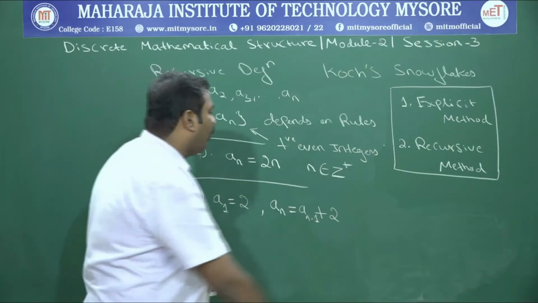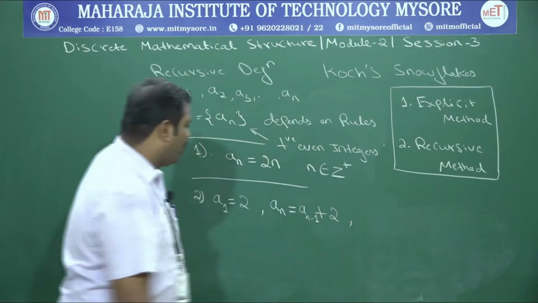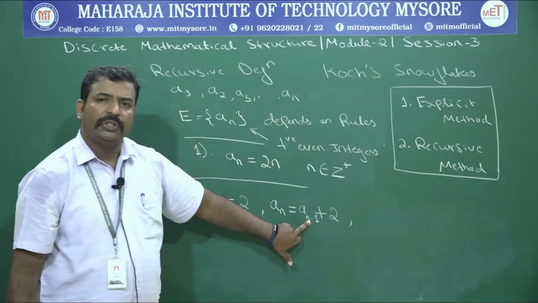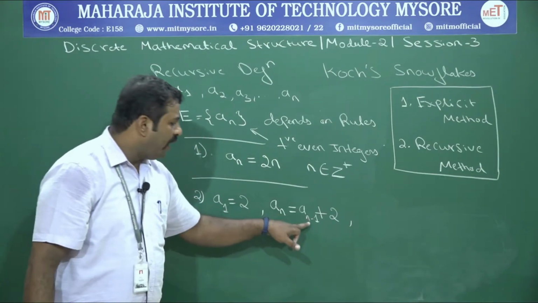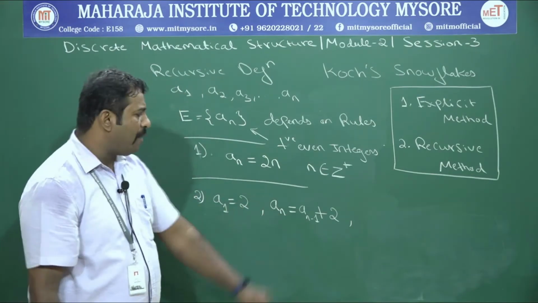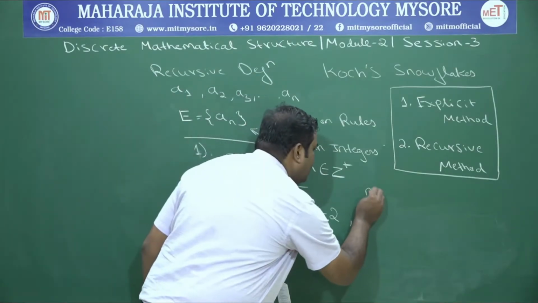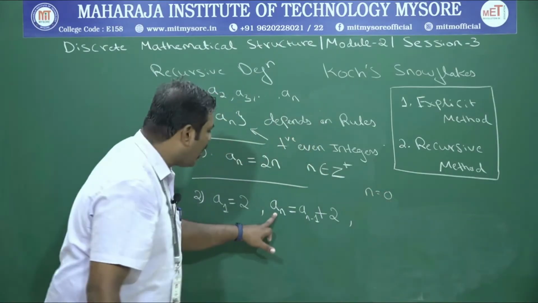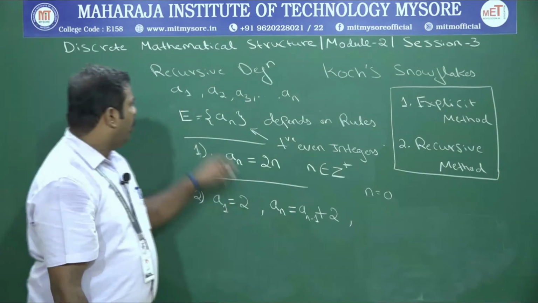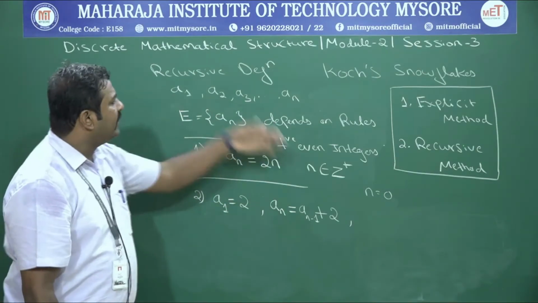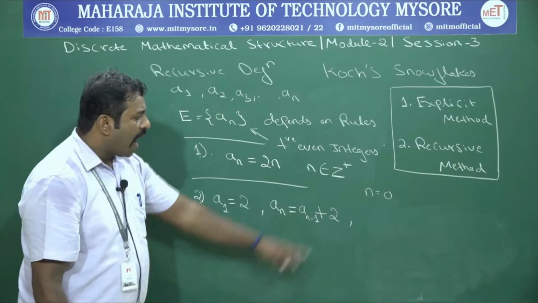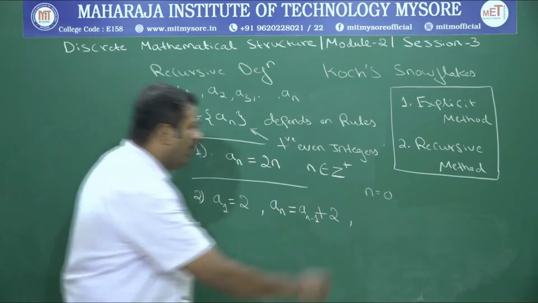So from where should the recursion start? Should this n start with 1 or 0? If n starts at 0, then I am trying to find a0, but I said my discussion will start at a1. So where is the a0 element? Hence I cannot start n with 0.